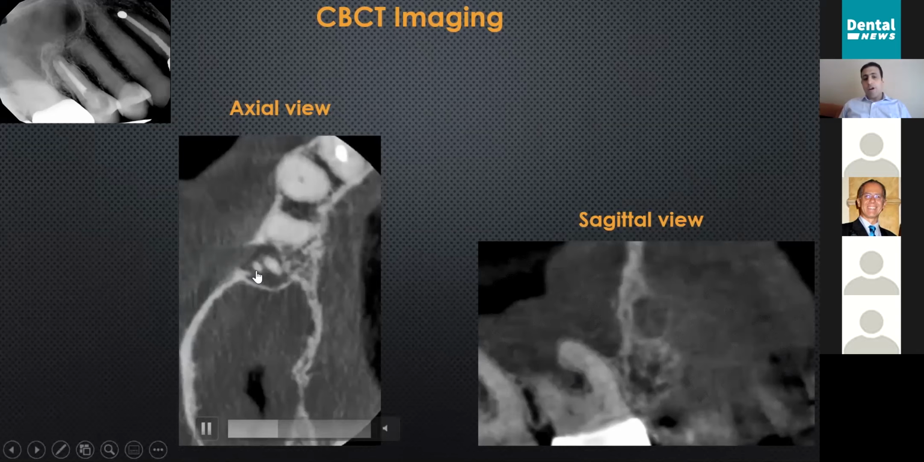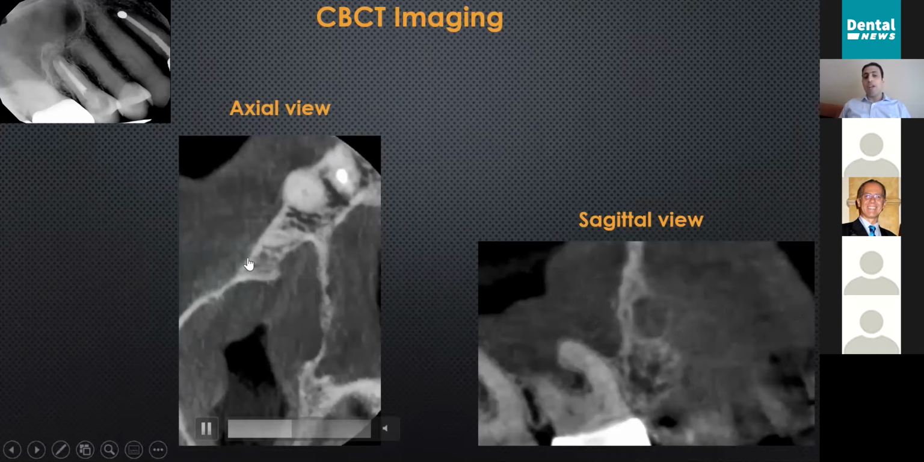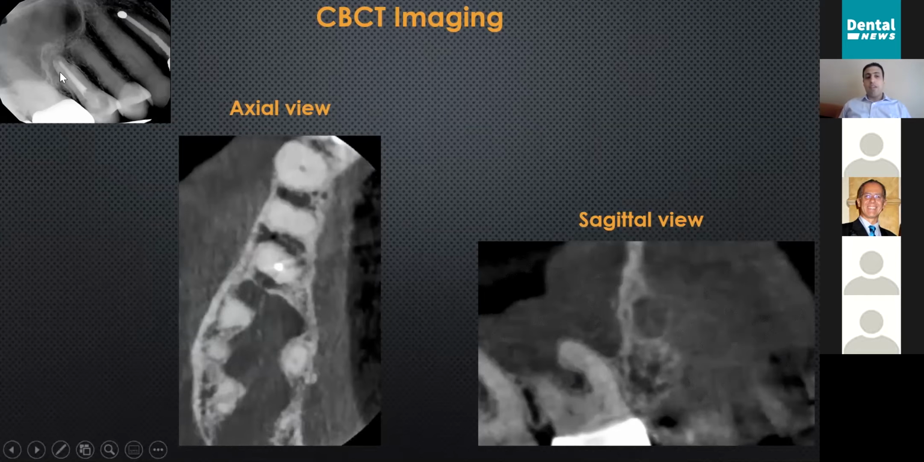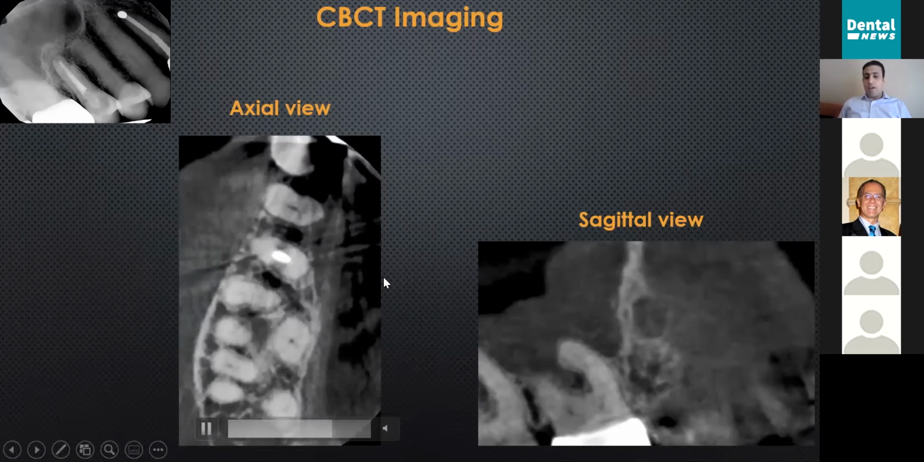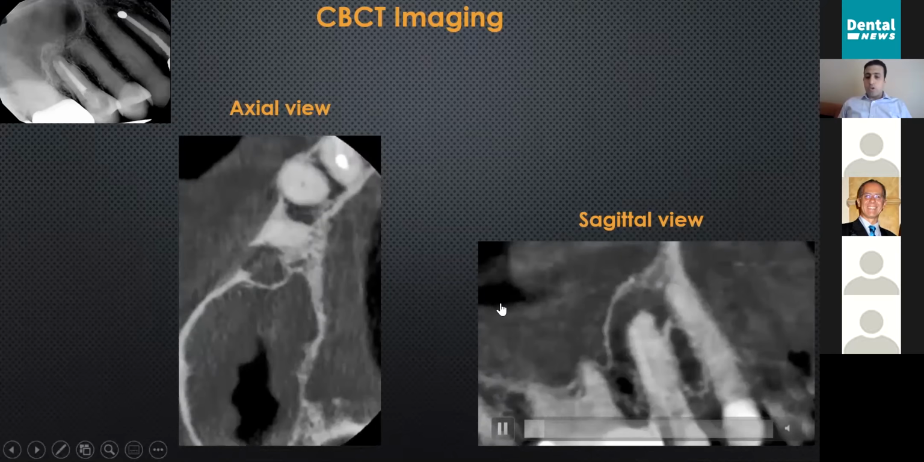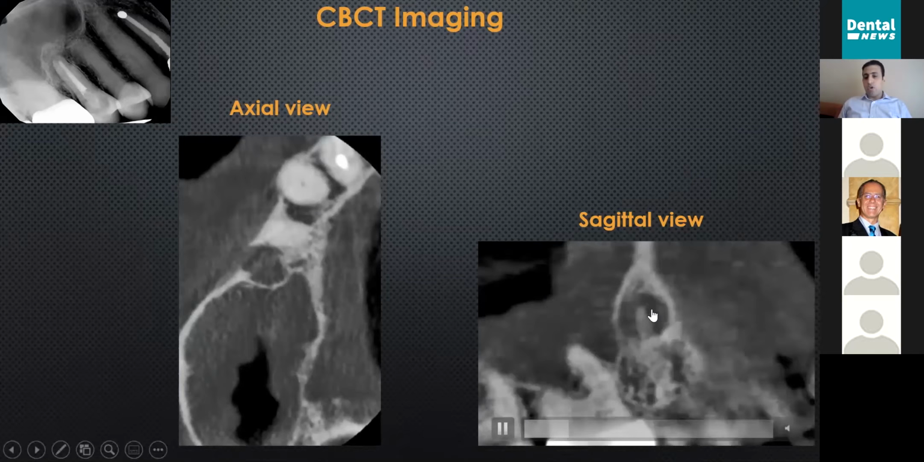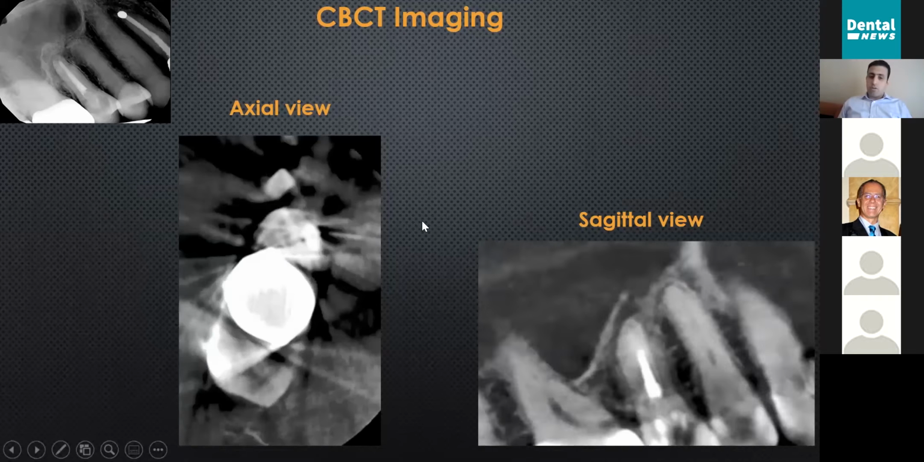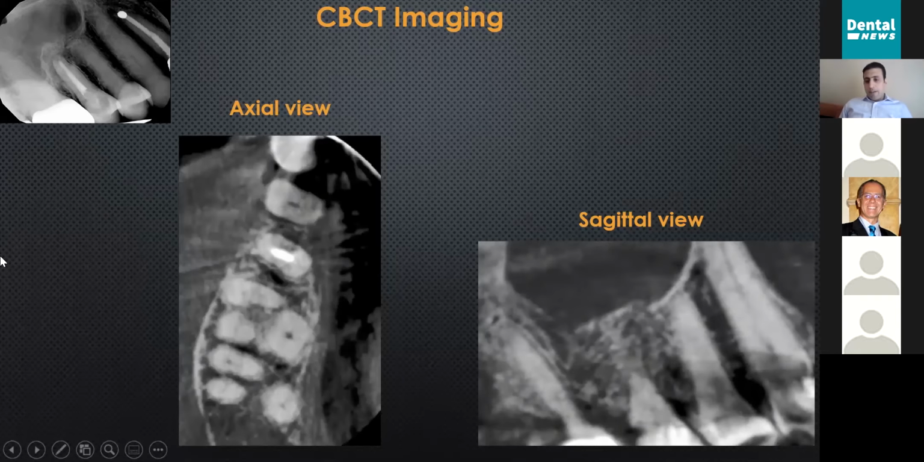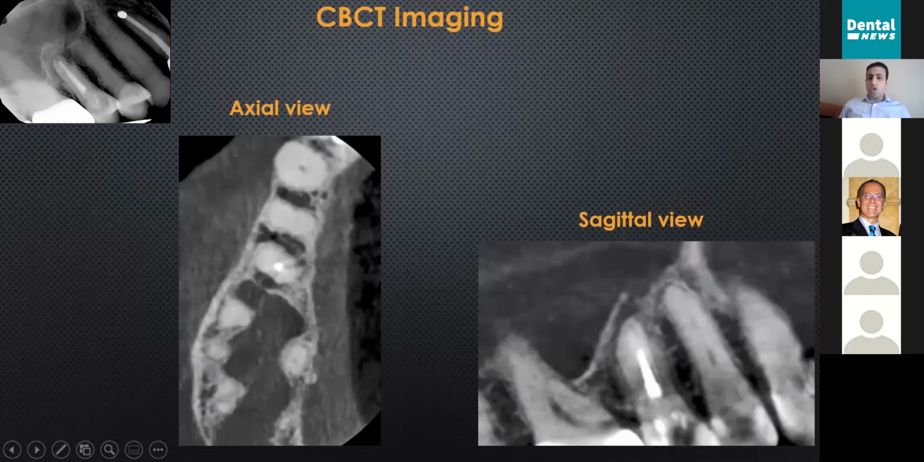And actually part of that tooth was floating in space, which is something that you cannot really appreciate on a two-dimensional image. In addition to that floating part, you can also appreciate here the resorptive defect and the amount of infection and probably extraradicular biofilm that has been produced by the infection that's going on.